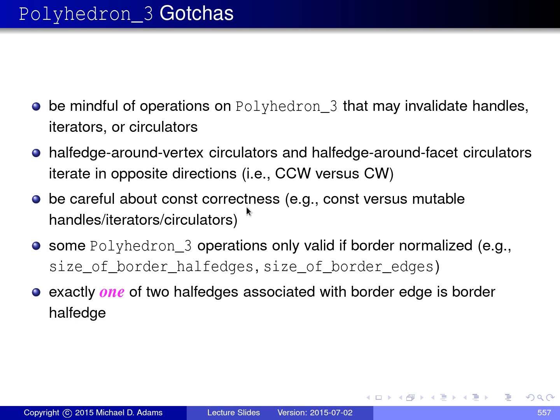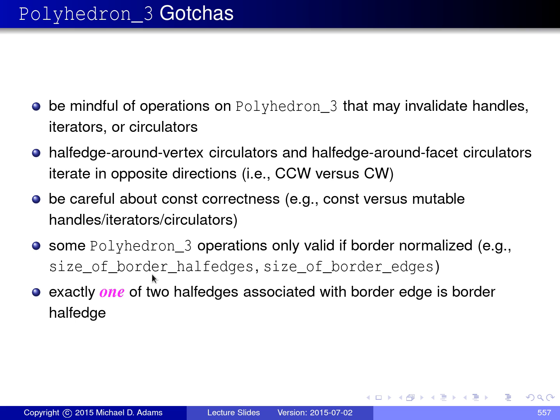The next thing is to be careful about const correctness in your code. Often a source of problems, sometimes leading to very cryptic compiler error messages with respect to templates, is not using the right version of a handle or iterator or circulator. In other words, not getting the constness correct when you're trying to specify the handle or iterator or circulator type.